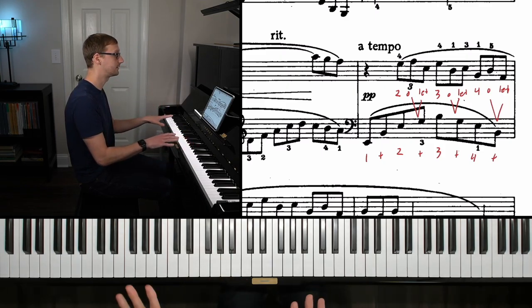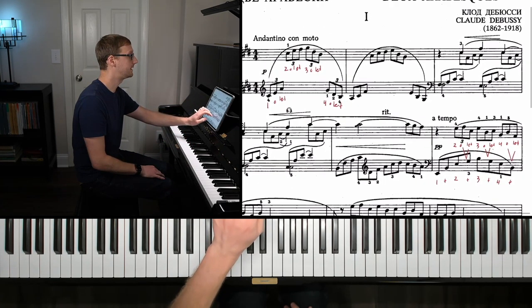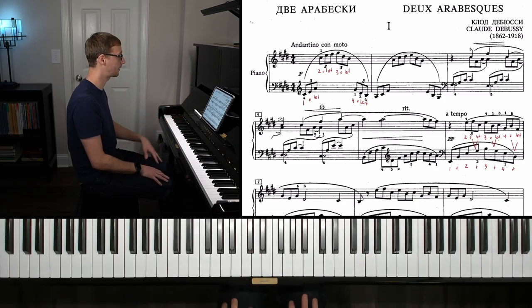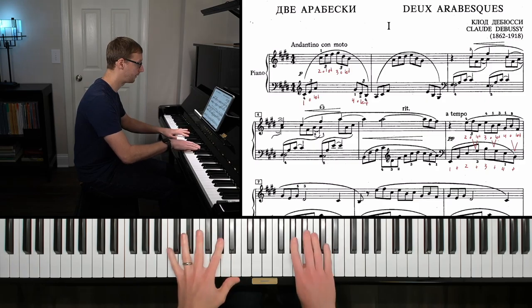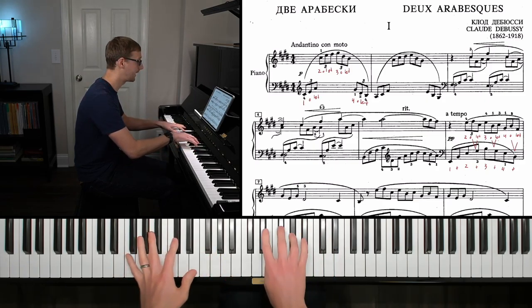And you would square it with the beginning of the piece by ultimately backing off to the quarter. So I would go 1 O and let, 2 O and let, 3 O and let, 4 O and let, 1 O and let, 2.